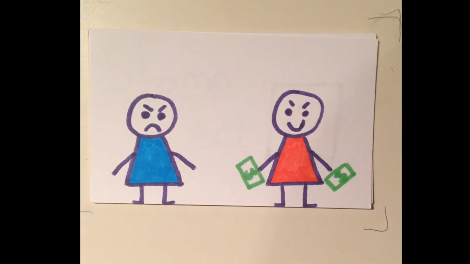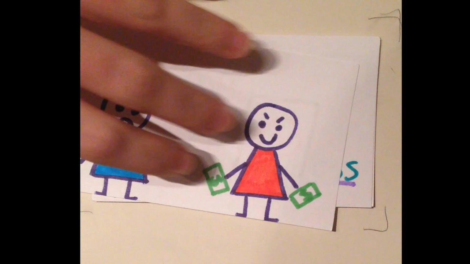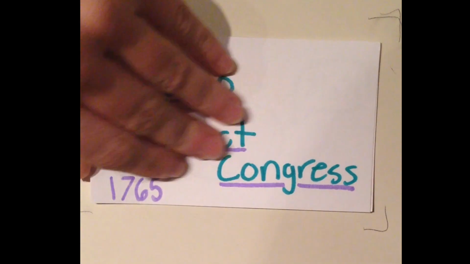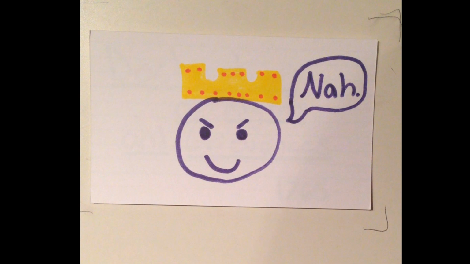The colonists were not too happy, and fear of rebellion led to the act being repealed in 1766, but only after the Stamp Act Congress. 27 delegates from 9 colonies came together in New York in 1765 at the Stamp Act Congress. These elected representatives demanded the act be repealed, only to be ignored by King George III. They didn't stop there, though.